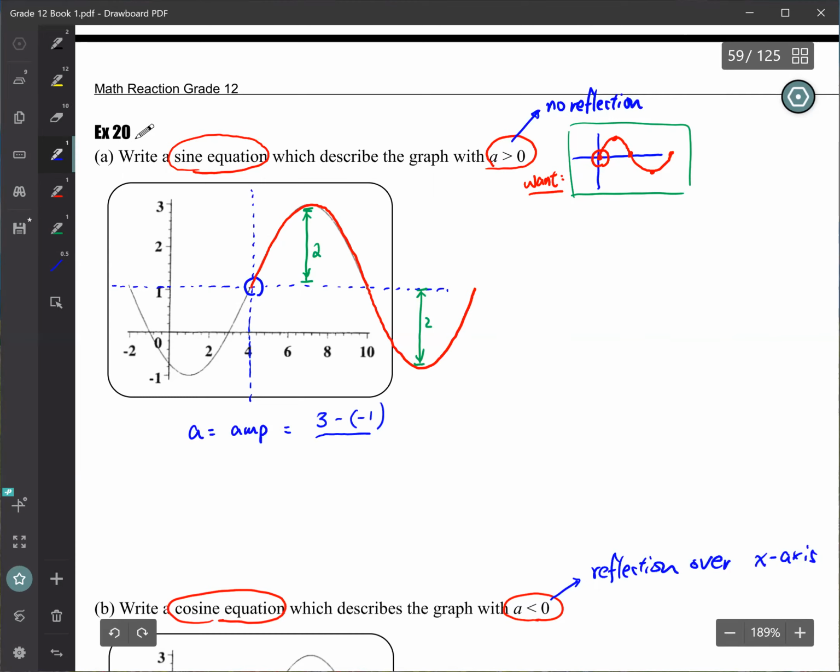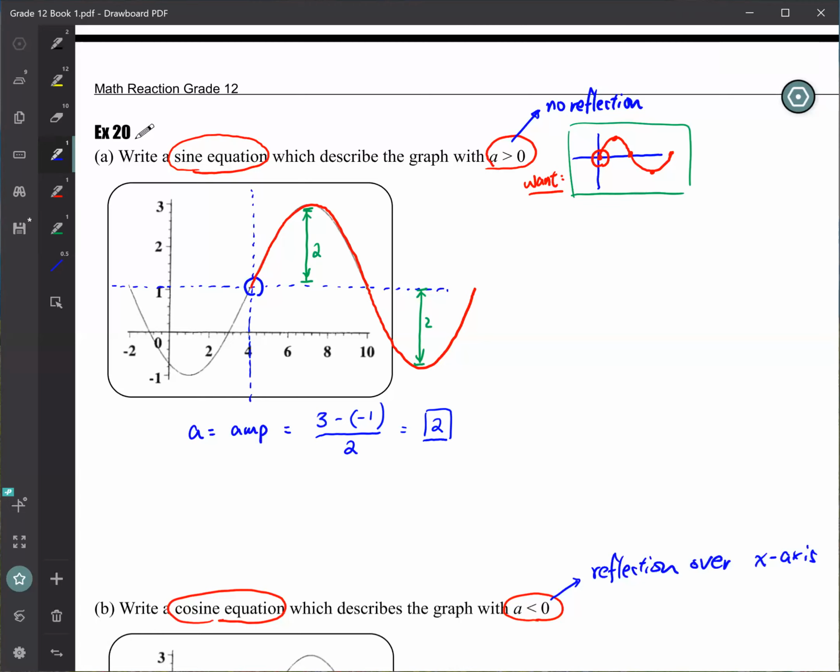And then divided by 2. If you want to show calculations, right? You can either count the boxes, or you can minus and divide by 2. So either way, you will end up with 2. So A is 2. And make sure, because they say no reflection, so we have to keep it as positive 2. Otherwise, you need to add a negative sign, okay?